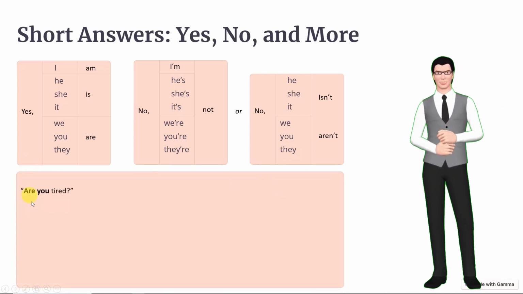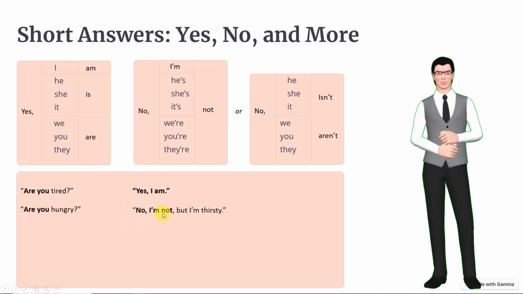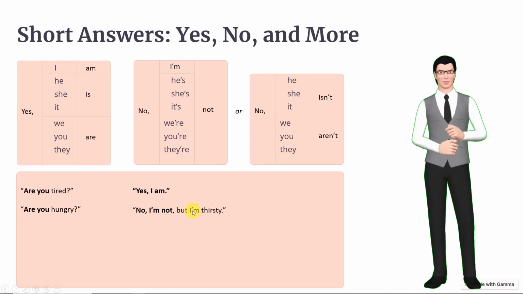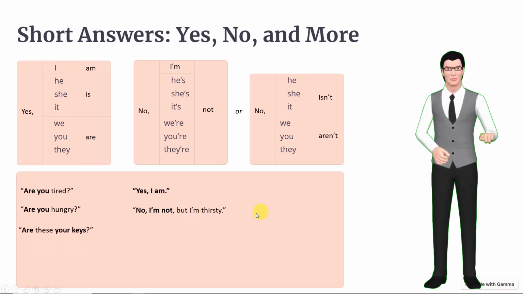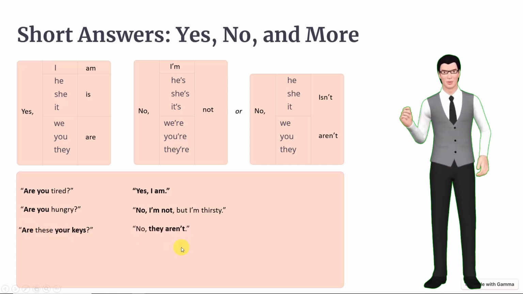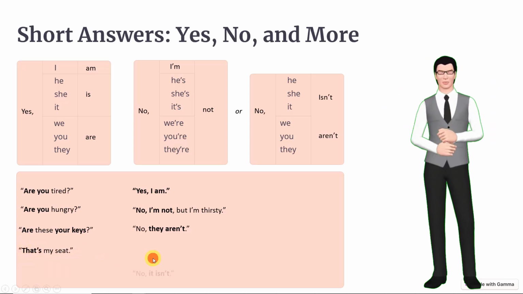First one, are you tired? Yes, I am. Are you hungry? No, I'm not, but I'm thirsty. It's a little bit longer, but it's giving a lot more information. Are these your keys? No, they aren't. That's my seat. No, it isn't.